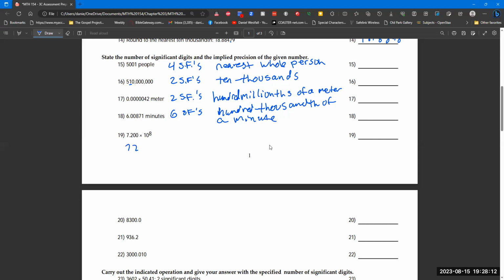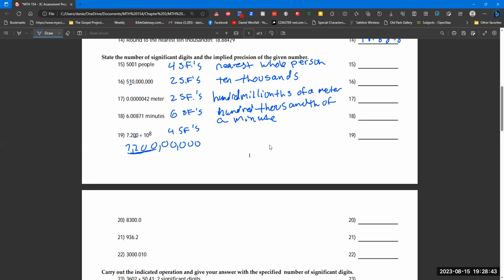If we look at this in standard notation, standard form, it's probably going to help us. 2, 3, 4, 5. Now, the implication here is that because these zeros are here after the decimal point, they are significant. So all of this is significant.